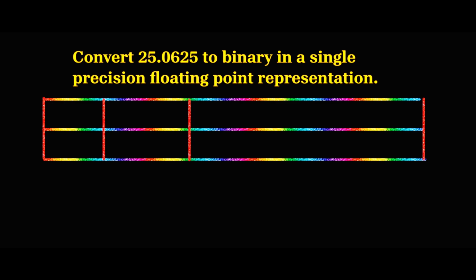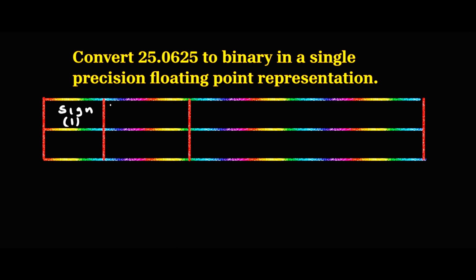In this video, we're going to learn how to convert a mixed fraction decimal number to binary in a single precision floating point representation. In a single precision floating point representation, there are 32 bits. And these 32 bits are divided into three parts, where the first one represents the sign of the number that you're converting, and it takes just one bit.